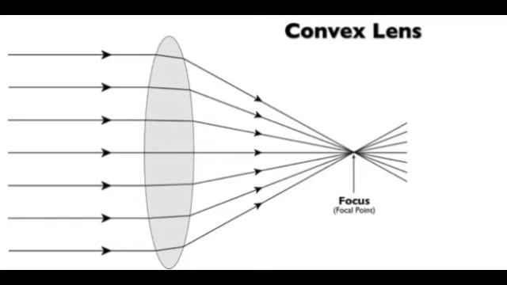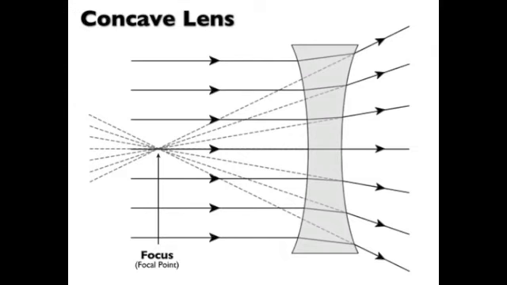If a lens is convex, it takes parallel light rays from a distant object and bends them so that they converge to a single point, called the focal point. If a lens is concave, it takes parallel rays and bends them so that they are spread out. The rays then will appear to originate from a point in front of the lens. This point is also called the focal point.